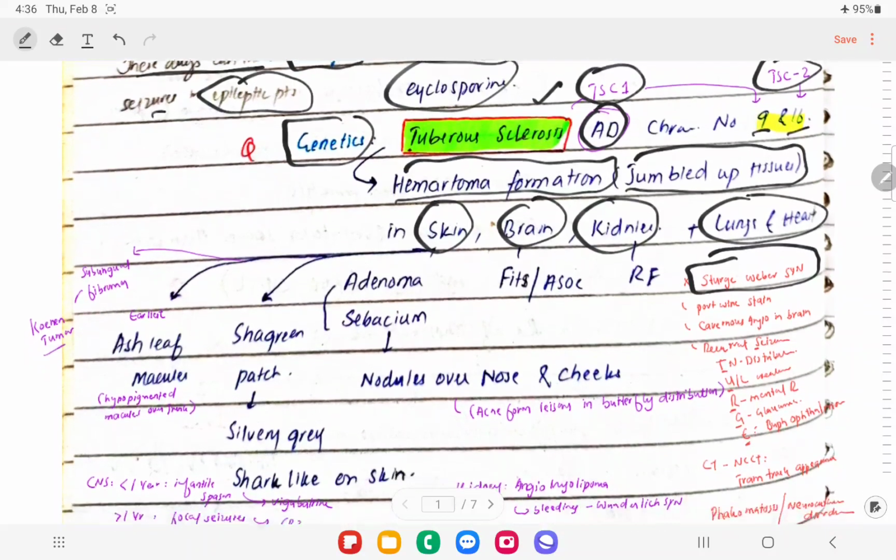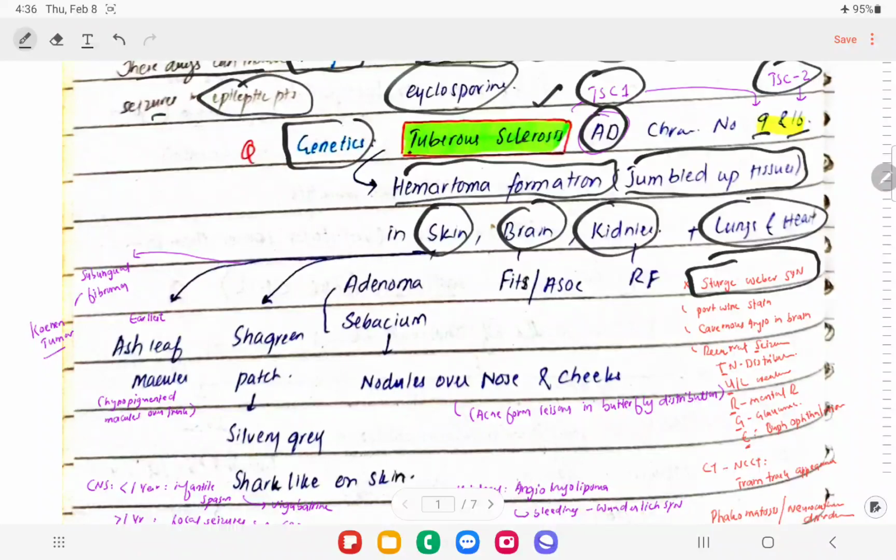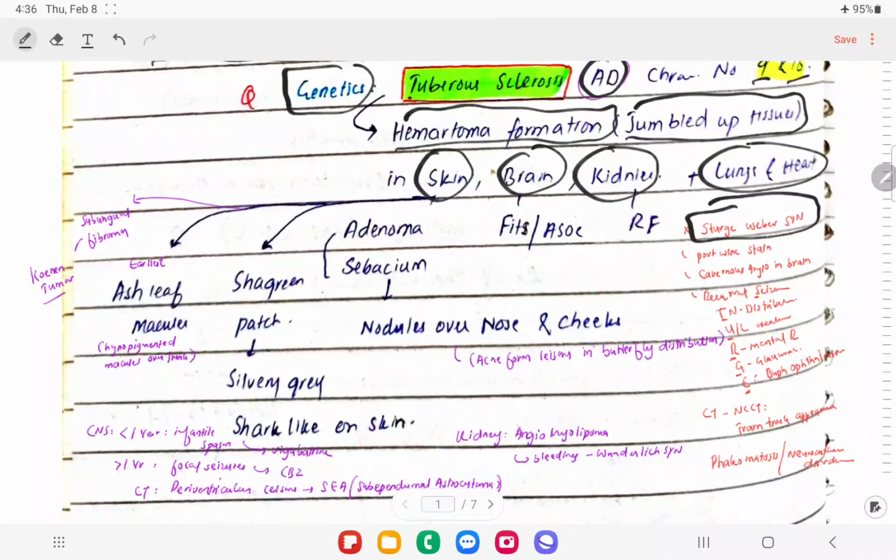So let's talk about the skin manifestations present in tuberous sclerosis. One is called adenoma sebaceum, right? Adenoma sebaceum is basically nodular, acneiform lesions. These are present over the nose and cheeks in a butterfly distribution. So this is not a butterfly rash. This is an acneiform lesion in a butterfly distribution, right?